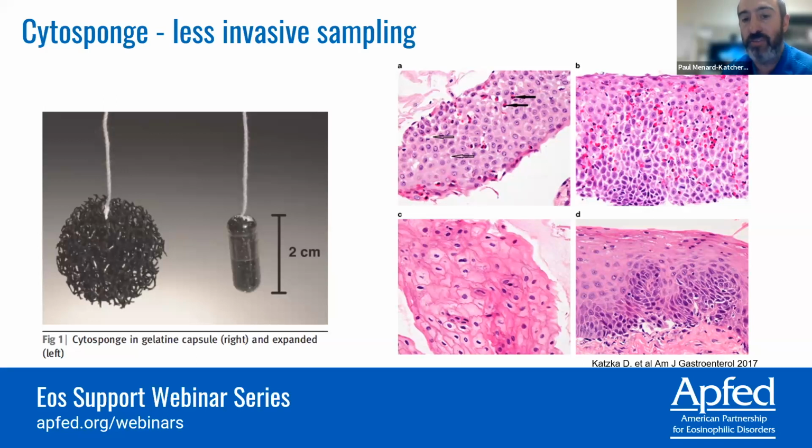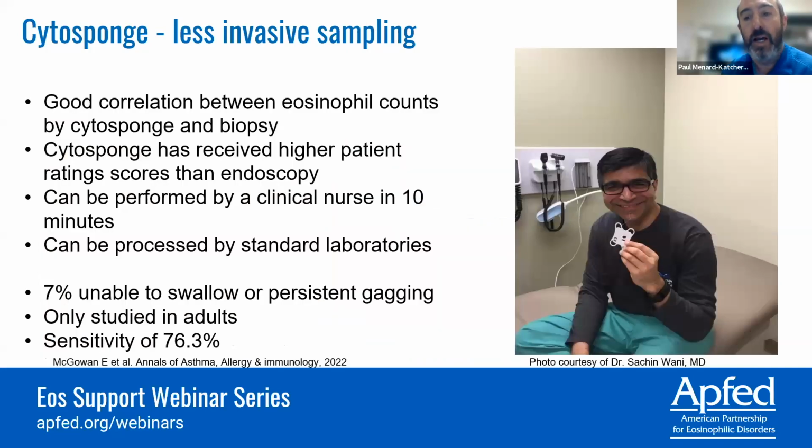On the left, you have the cytosponge samples, and then on the right, you have conventional endoscopic biopsies, and these have shown to correlate fairly well. This is my colleague, Dr. Wani, who both he and myself performed the cytosponge on each other to prove that it was tolerable prior to examining this in Barrett's esophagus.